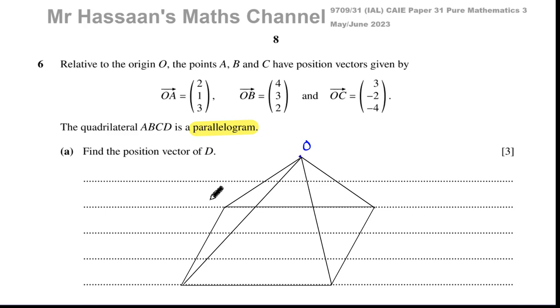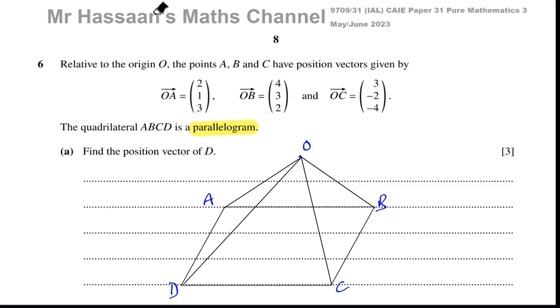Now, if it's a parallelogram ABCD, we start with A, and then we put B, and C, and D. Normally you should go clockwise when you're labeling a polygon, and it should be in order. Like I shouldn't put A, B, D, C, for example. It's A, B, C, D, in the same order that these come. So that's how you should label your diagram. So the quadrilateral ABCD is a parallelogram.